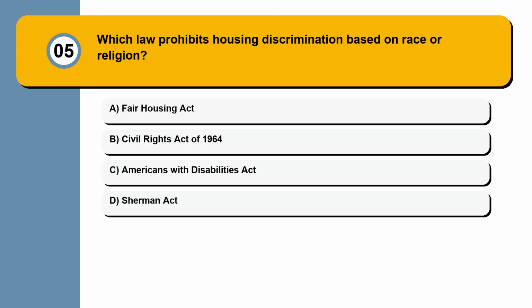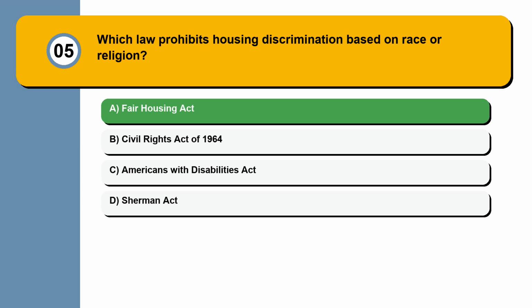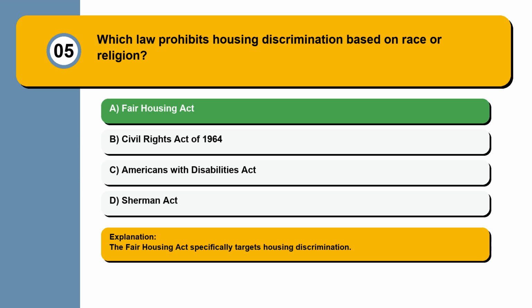Question 5. Which law prohibits housing discrimination based on race or religion? Fair Housing Act, Civil Rights Act of 1964, Americans with Disabilities Act, Sherman Act. The Fair Housing Act specifically targets housing discrimination.